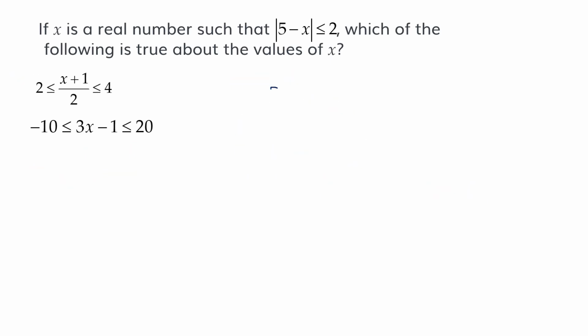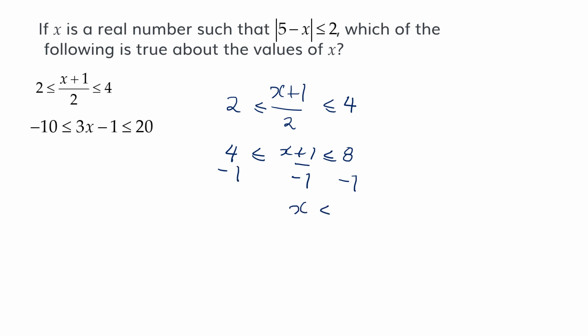Let's look at (x plus 1) over 2, 2 less than or equal to 4. To solve for x, we multiply everything by the denominator 2. We get 4 less than or equal to x plus 1 less than or equal to 8. We're solving for x and I have a plus 1 here, so subtract 1 everywhere. I now get 3 less than or equal to x less than or equal to 7, and this is exactly what we want. X is between 3 and 7 inclusive. So the answer is letter C.